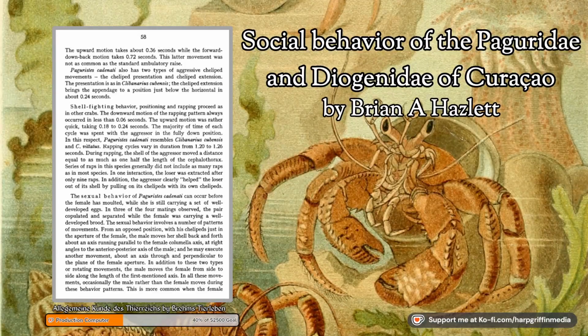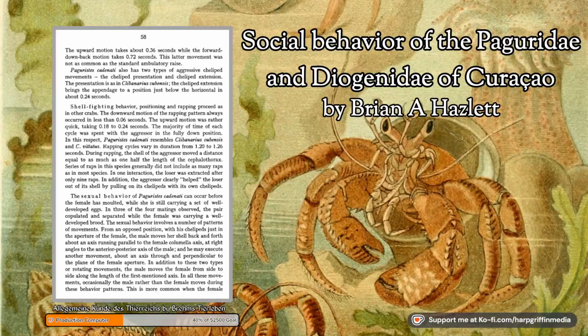The sexual behavior of Paguristes cadenati can occur before the female has molted, while she is still carrying a set of well-developed eggs. In 3 of the 4 matings observed, the pair copulated and separated while the female was carrying a well-developed brood. The sexual behavior involves a number of patterns of movements.